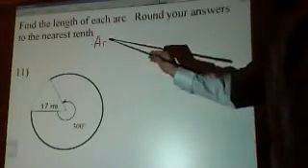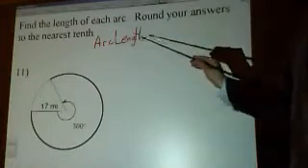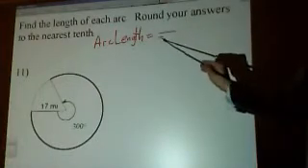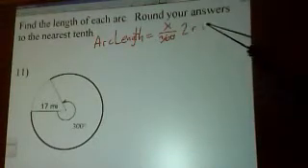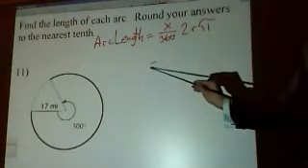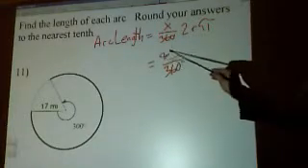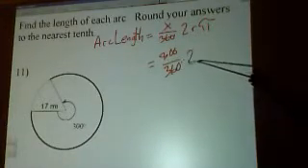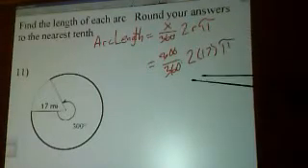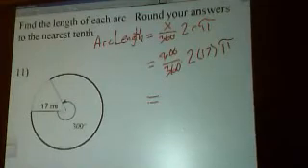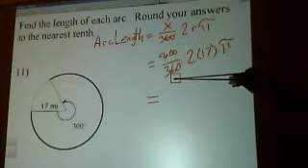So here we go. Let's do arc length. Arc length equals x over 360 times 2 pi r. And in this case, we got 300, times, what's my radius? 17. So let's fix this. I was writing a little fast, trying to get done here.